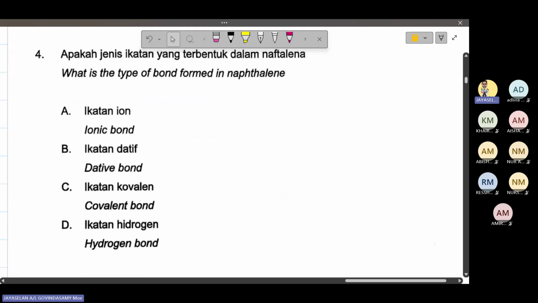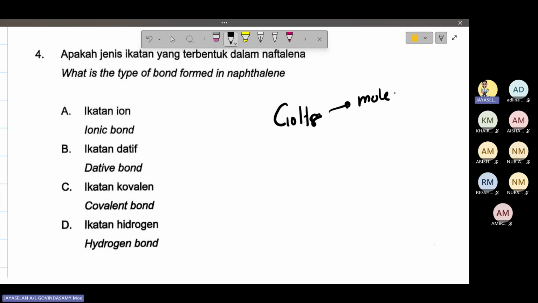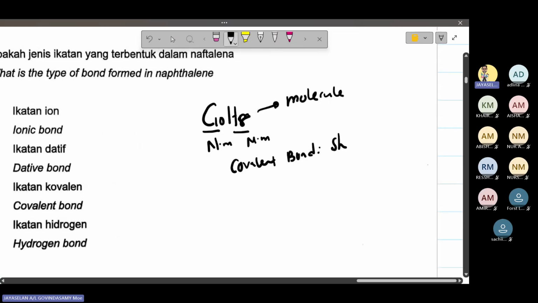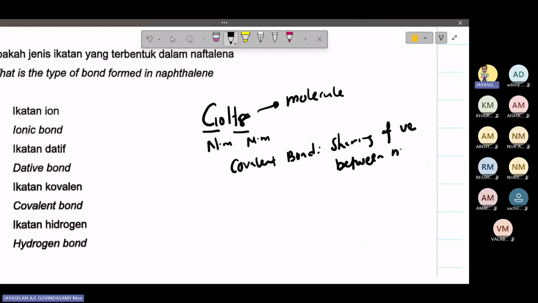Okay, naphthalene, chemical bonding in the naphthalene. So what is the chemical bond present in the naphthalene? C10H8. This one exists as molecule, is used to determine the heating curve or cooling curve. When you see non-metal plus non-metal, just put this and exists as what? Covalent bond, contain covalent bond. Covalent bond must have sharing of valence electron between what? Between non-metal atom. Most important is sharing of valence electron.